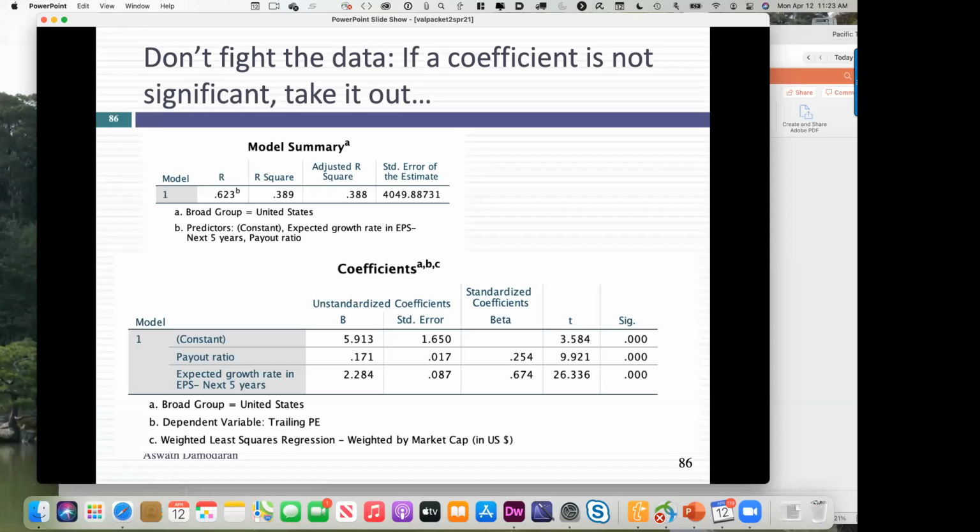Remember what I said with pricing? What you and I think should matter is irrelevant. What the market thinks matters is all that you put in. In this case, payout and growth stay in the regression. My R squared dropped a little bit, but I can live with it. It's a better regression because I've taken out the noise I had by having betas.